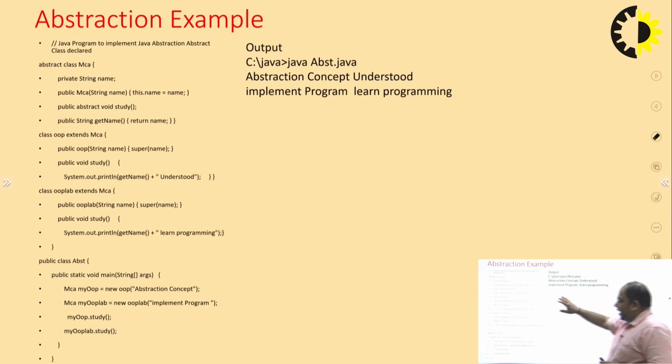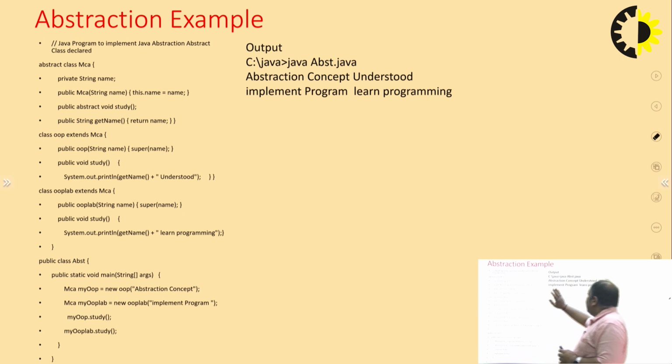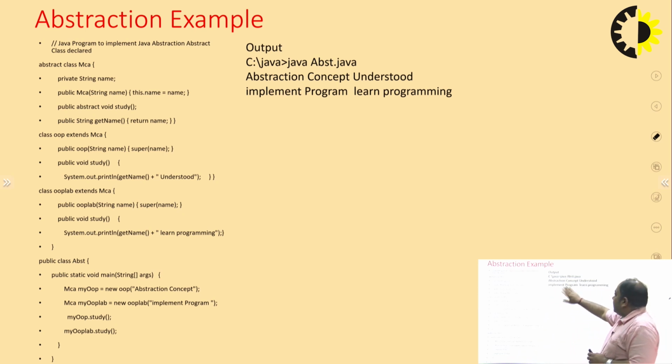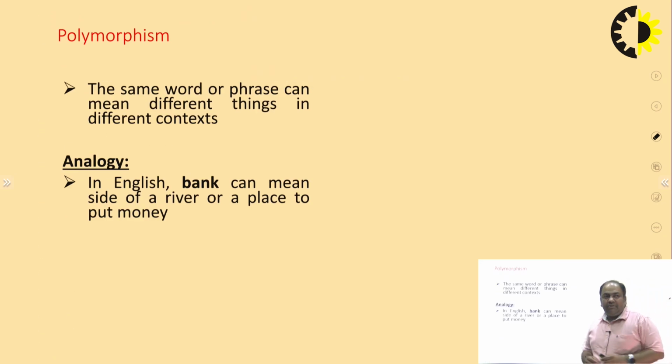The same happens with the other class, which is OOP lab. In OOP lab, what we have done is we implement programming and learn programming. We implement the program and learn programming and know how the abstraction program is implemented. Okay. Our next concept is polymorphism.